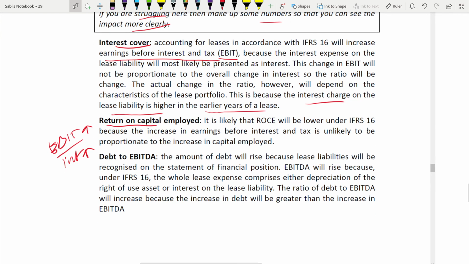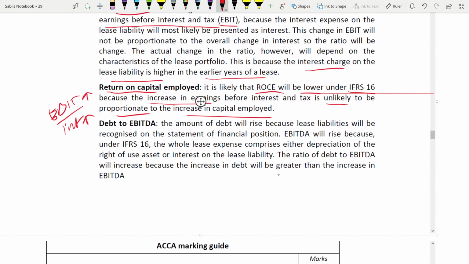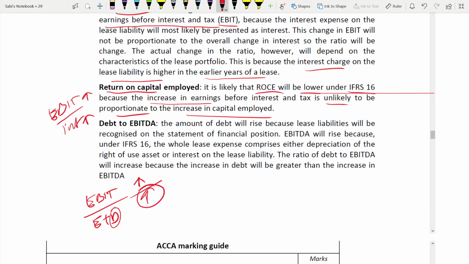Now let us go to the second, return on capital employed. This one will be lower under IFRS 16. Why? Because the increase in EBIT, earnings before interest and tax, is unlikely to be proportionate to the increase in capital employed. What is the formula for return on capital employed? Earnings before interest and tax divided by capital employed. Capital employed has two things, equity plus debt, or you can take assets also. Earnings before interest and tax is increasing, and your debt is also increasing, because in the debt you are including the lease liability. But most of the time it has been seen that the increase in debt is higher than the increase in EBIT. It's not proportionate. That's why if your denominator increases, your ROCE will fall.